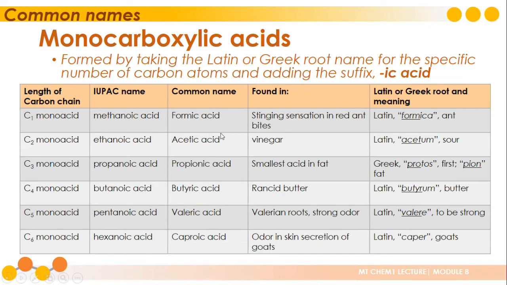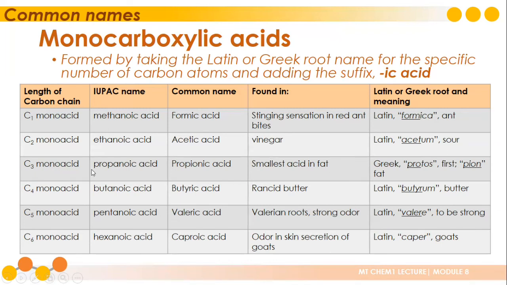So it's formic acid. Next is the C2 monoacid with the IUPAC name ethanoic acid. The common name is acetic acid. You're familiar with this. This is found in vinegar, and it's from the Latin root word acetum, which means sour. Acetic acid is what gives vinegar its tangy, sour flavor.